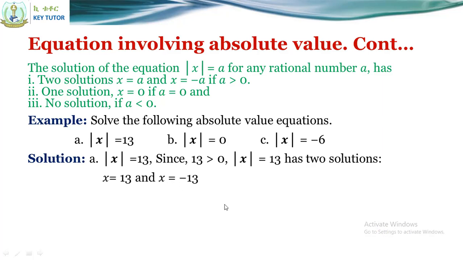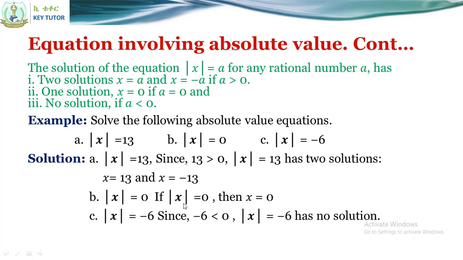Now let's consider the case of the absolute value of x equal to 0. This is as in case 2, which is a one solution case. The absolute value of x equal to 0 implies x is 0. The other one is the absolute value of x equal to negative 6. We have said that a distance or length cannot be negative. That is the third condition, a no solution case, because negative 6 is obviously less than 0.